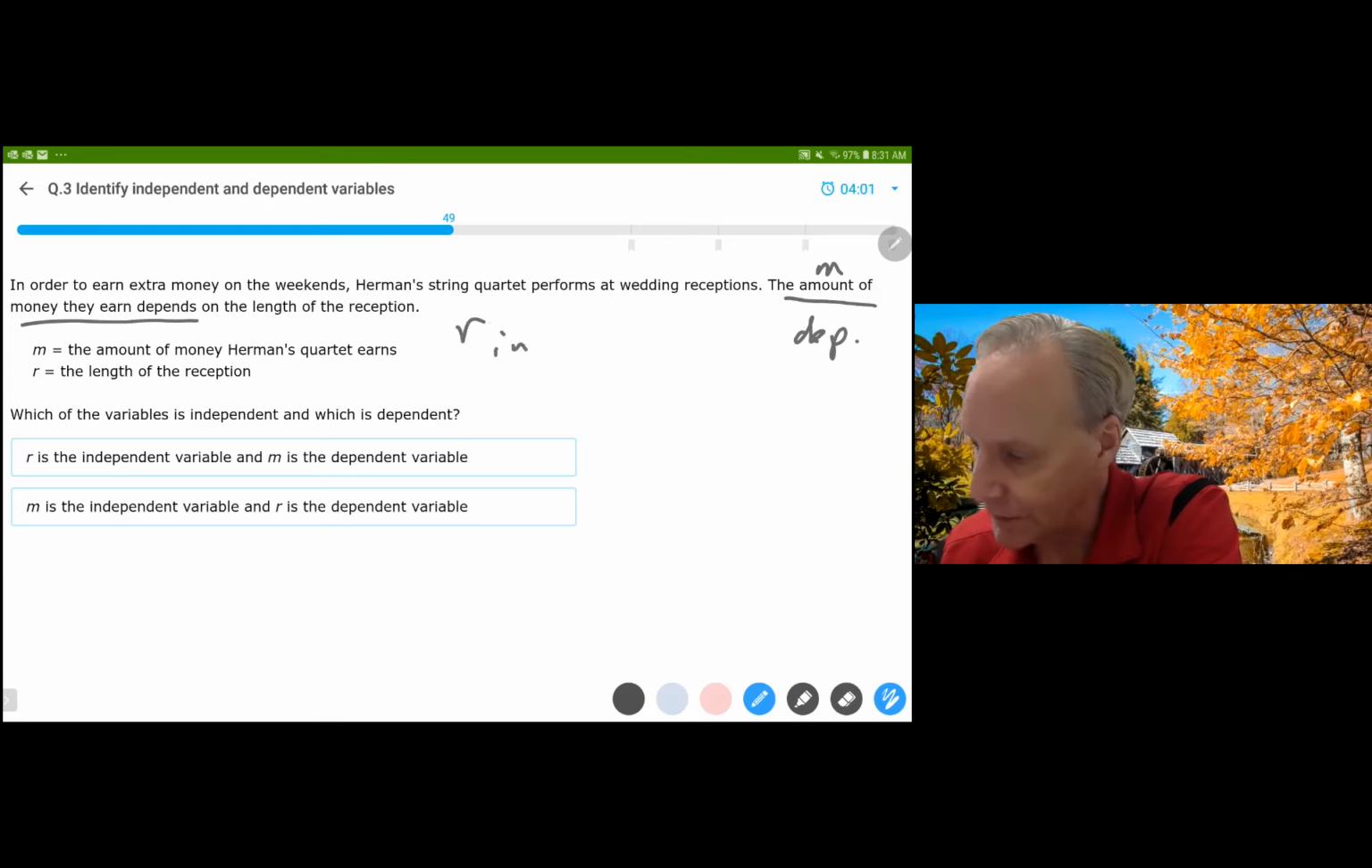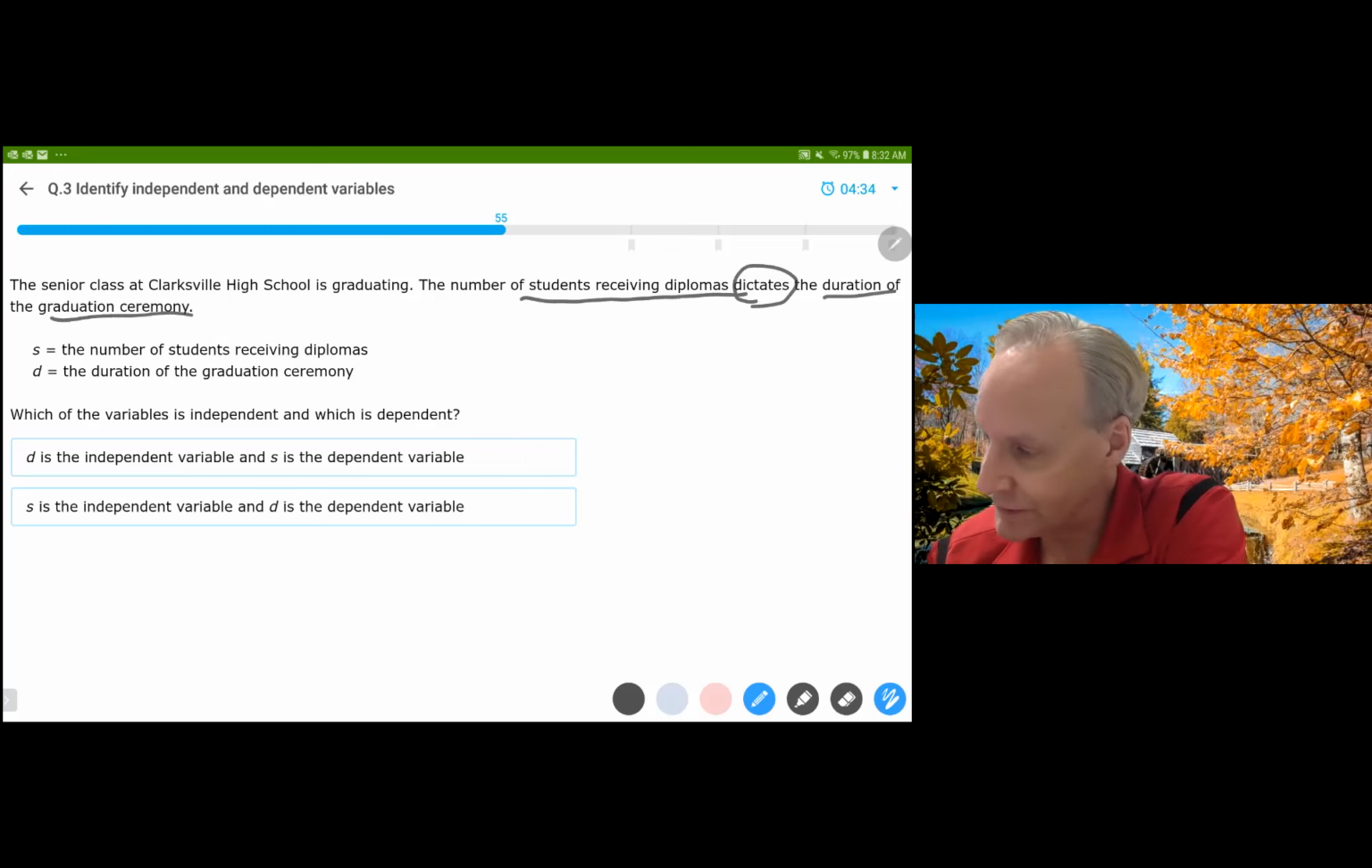The number of students receiving diplomas. Okay, the number of students receiving diplomas dictates the duration of the graduation ceremony. So the duration of the graduation ceremony, which is D, depends on the number of students, doesn't it? This is the independent. So the number of students is the independent and the duration is the dependent.